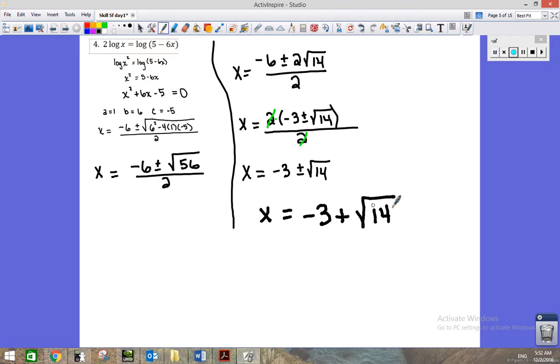Because I know that this is a positive number. The square root of 9 is 3. That would be 0. And the square root of 14 is bigger than the square root of 9. So I know this is positive. So this is my only solution. My negative solution was extraneous.